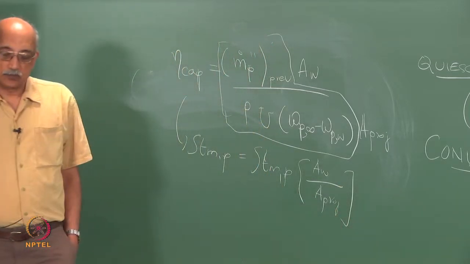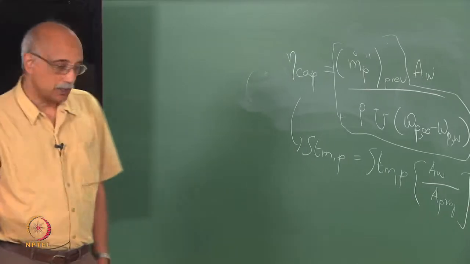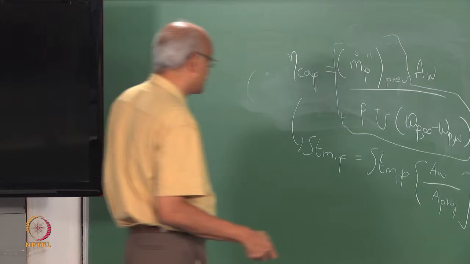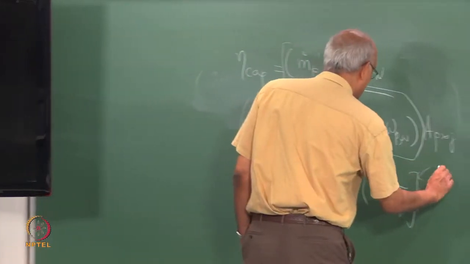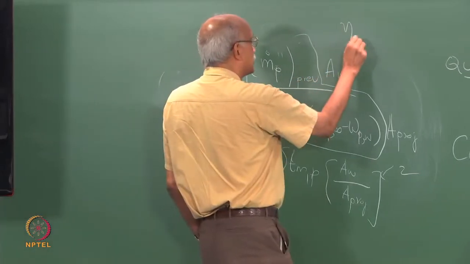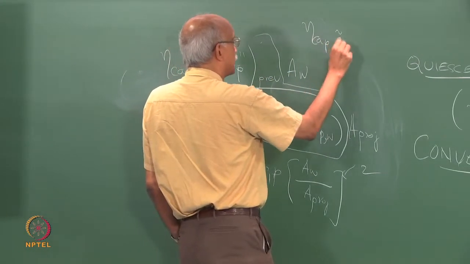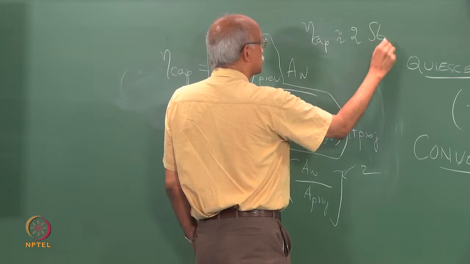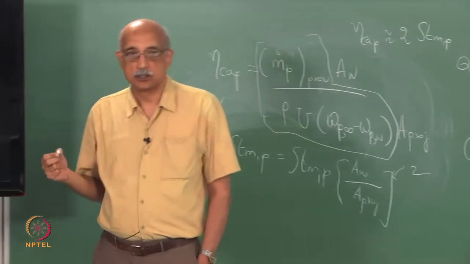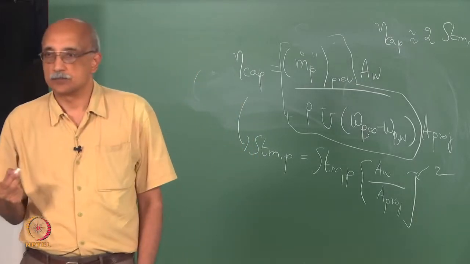Now, in most conventional flow situations, the projected area is roughly half of the total area of the object. So, this parameter is roughly equal to 2. So, very approximately, capture efficiency is approximately 2 times the Stanton number in flow situations that are diffusively dominated.